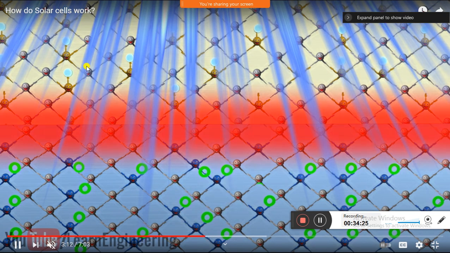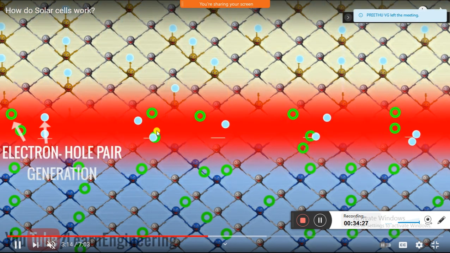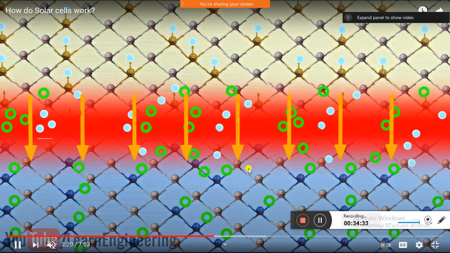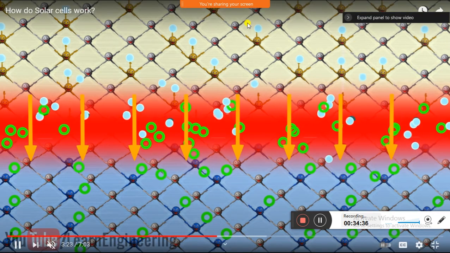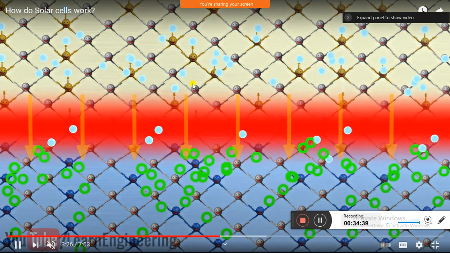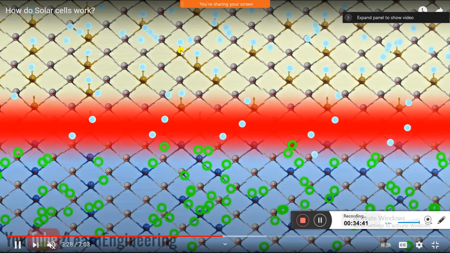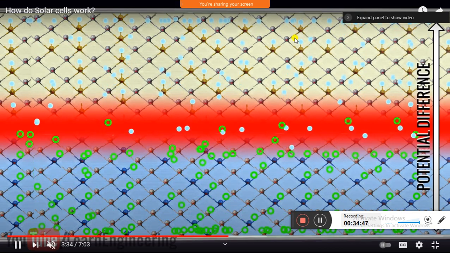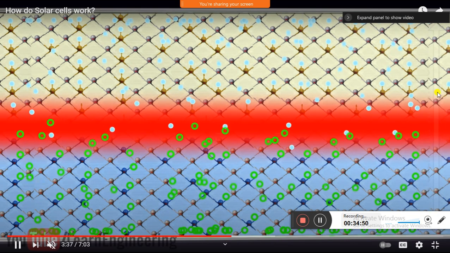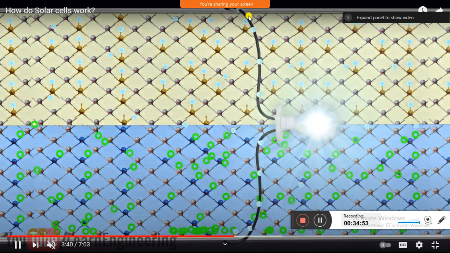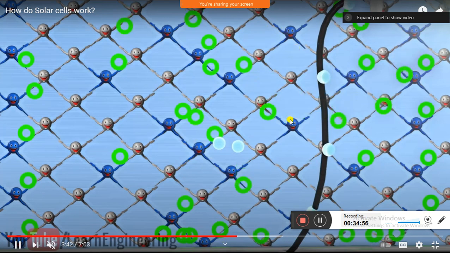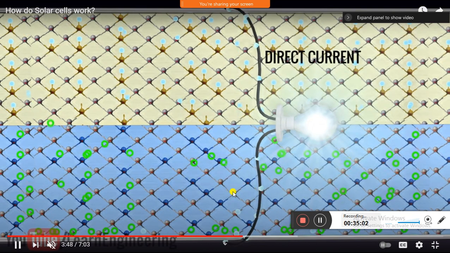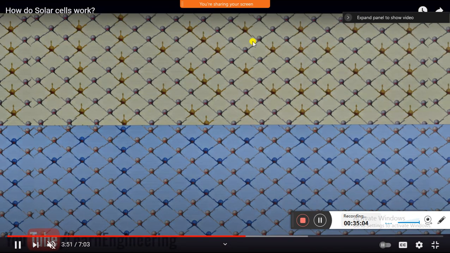When light falls on it, these are the solar radiations, electron hole pairs will be generated, because by absorbing that light it will generate an excess amount of holes and an excess amount of electrons. They are free to move within the material. There is a potential difference, and for generation of current we need a positive and a negative, and it will supply the necessary positive and negative.